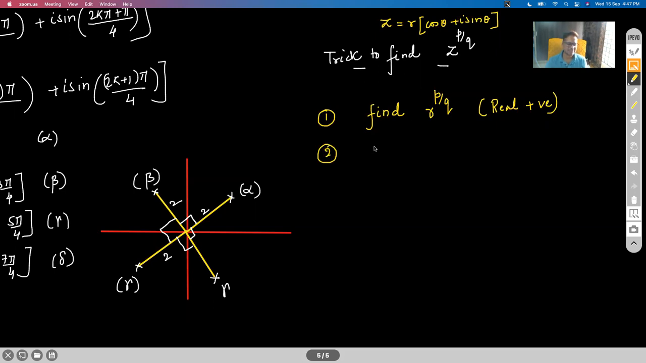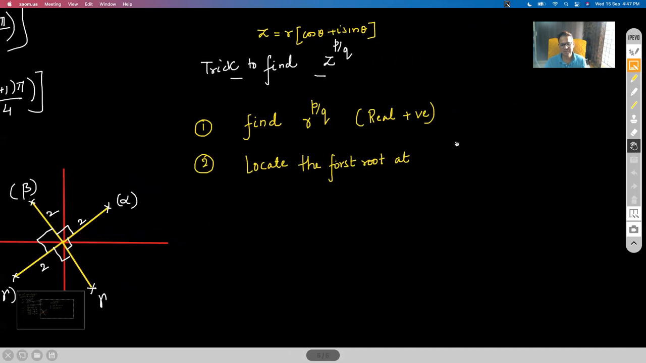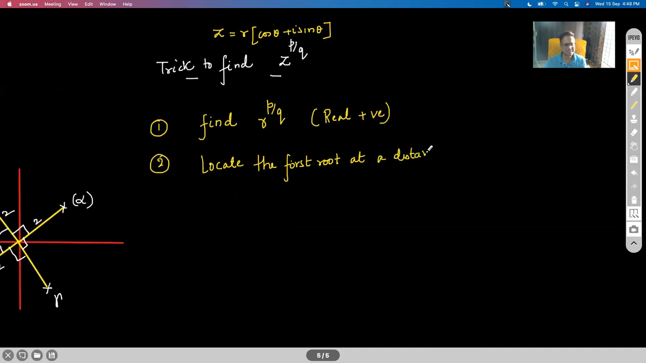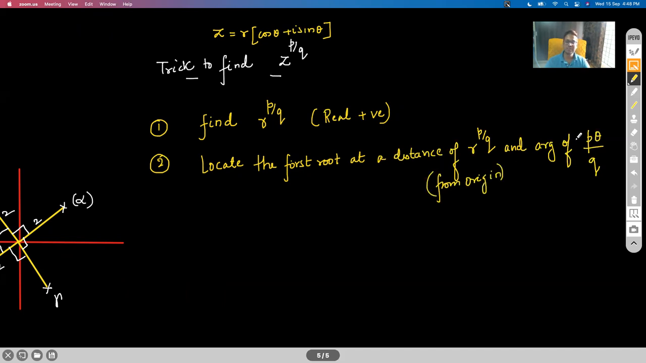Second step is locate the first root at a distance of R to the power P by Q, found in step number one, and at an argument of P theta by Q. So theta would be known to you, R would be known to you, so you know how to find P theta by Q. Your first complex number, that is your first root, would be located at this distance from the origin, I forgot to write from the origin, and at an argument of P theta by Q. Clear?